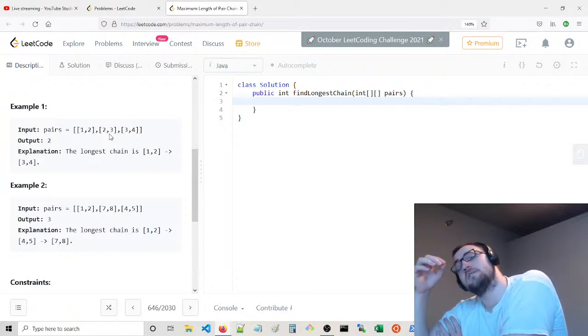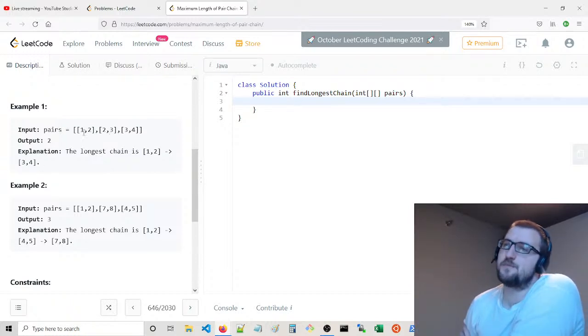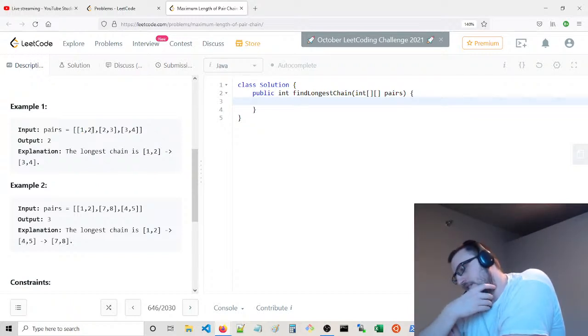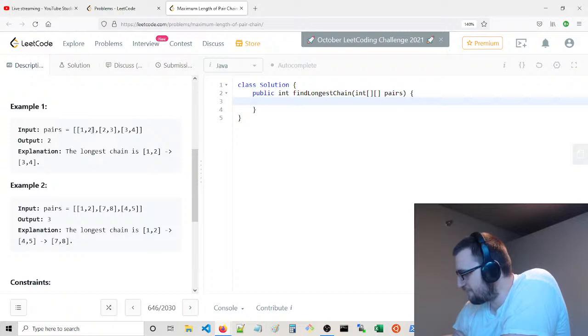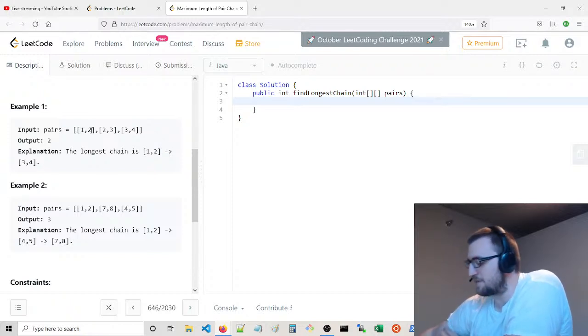I think in this case you might actually want to sort by the second coordinate first, because, well, I don't know. There are a few ways to look at this, I guess.